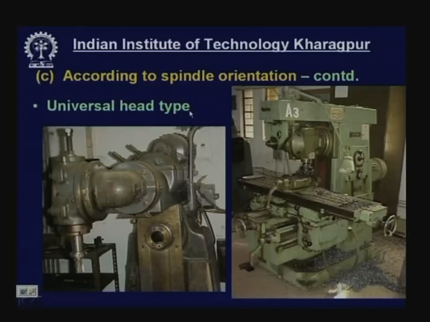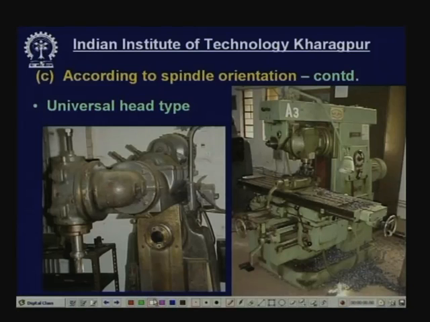Now, universal head type. What is universal head type? As the name implies, it is much more capable. Here you see that this is the axis of the arbor, and milling cutters can be mounted on the arbor like this. But if we have one attachment like this, now this is the axis of the cutter. So, this is the cutter, a face milling cutter. The workpiece is mounted on this vice, and the vice is mounted on the table, and it is a knee type machine.